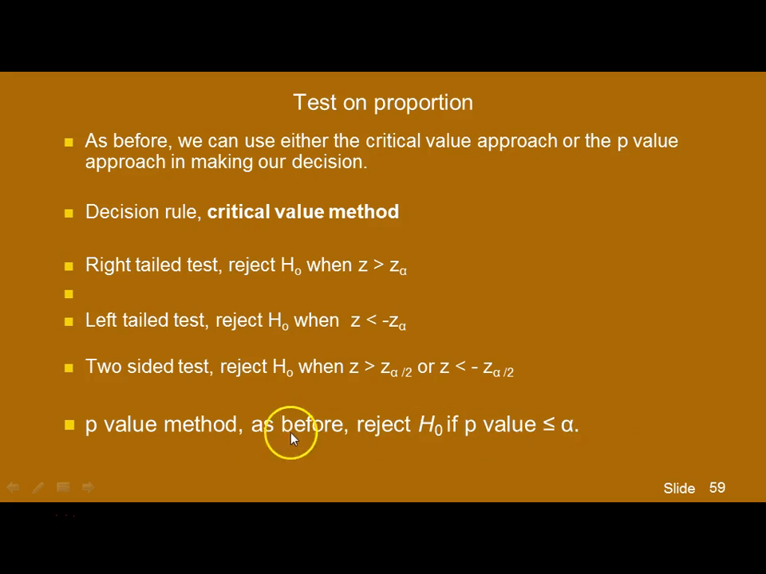If we want to use the p-value method, remember, as always, we have a fairly consistent decision rule. We reject the null if the p-value is less than or equal to alpha. Remember that the critical value approach compares two z-values. The p-value approach compares two probabilities, alpha and the p-value.